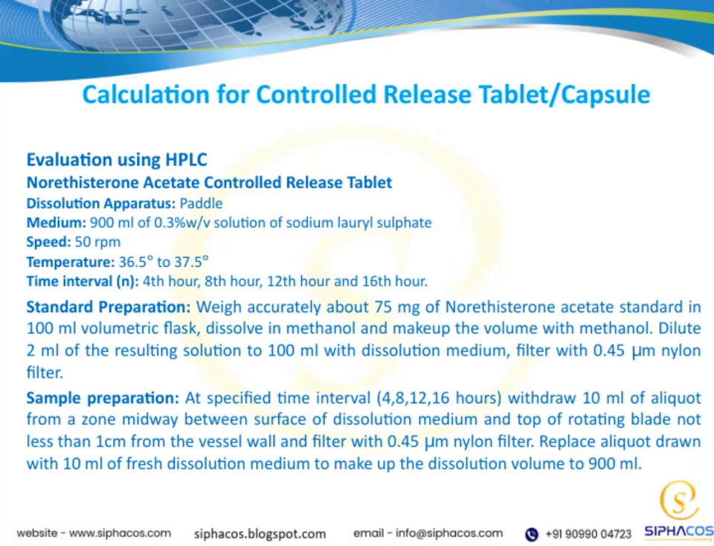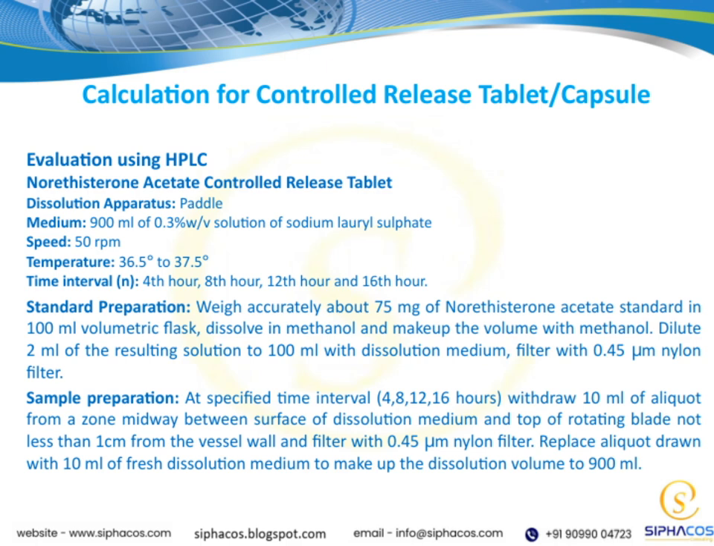Today, we'll discuss the evaluation process using HPLC for norethisterone acetate controlled release tablets. First, we set up the dissolution apparatus, which is a paddle type, with 900 milliliters of a 0.3% sodium lauryl sulfate solution as the medium. The paddle rotates at 50 revolutions per minute, maintaining a temperature range of 36.5 to 37.5 degrees Celsius. We take samples at specific time points, namely the 4th, 8th, 12th, and 16th hours, to monitor the drug release over time.